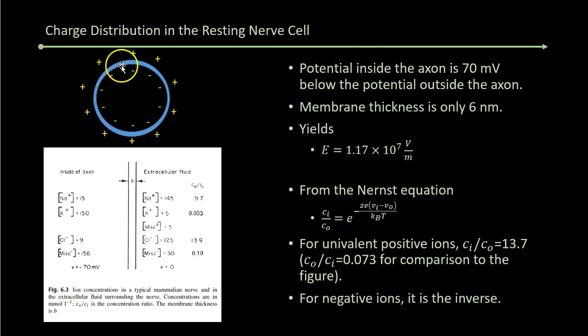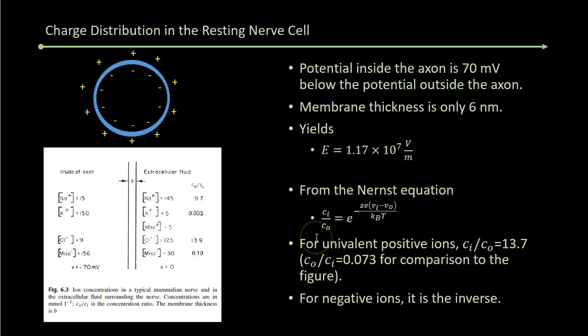All right, so here we have a potential of minus 70 millivolts from outside to inside, relatively speaking, and the membrane thickness is only 6 nanometers. That gives us an electric field on the order of 10 to the 7th volts per meter. If we look at this in terms of the Nernst equation, and we look at the concentration inside versus the concentration outside, we can calculate this. What should the relative concentration be?